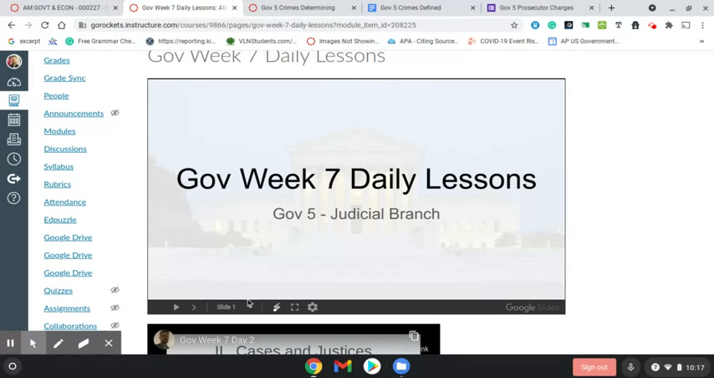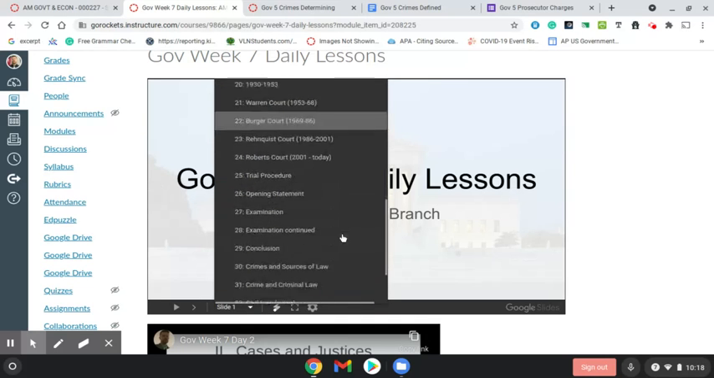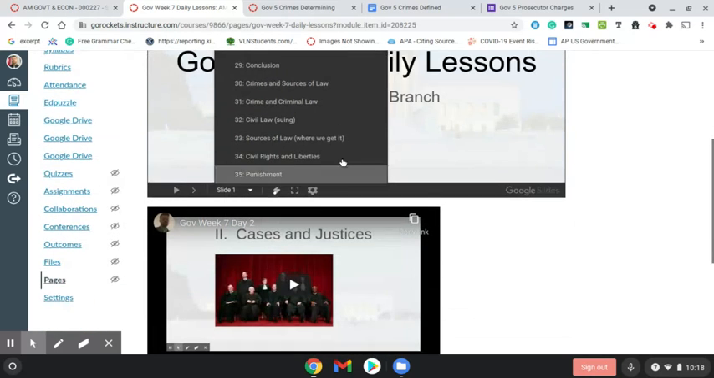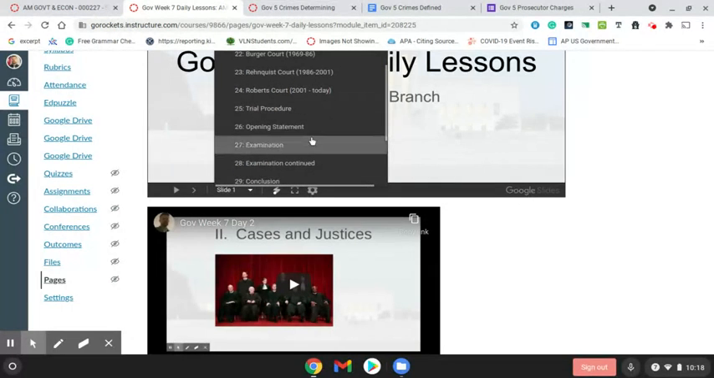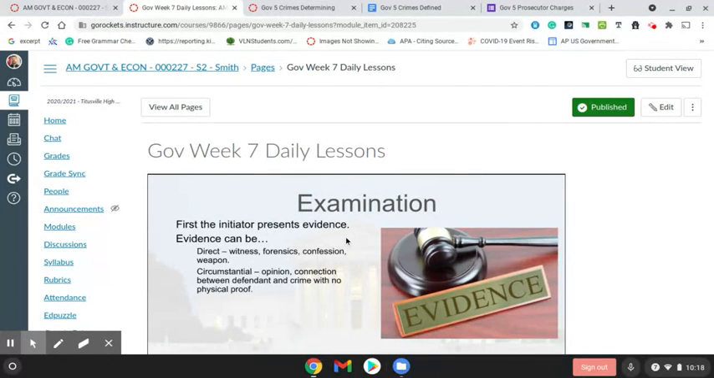And then we'll go through the examination period. And that is when first the prosecutor, then the defense will put forward all of their evidence to back up their position. And of course, that can be direct evidence, so it can be witnesses and forensics or confession.